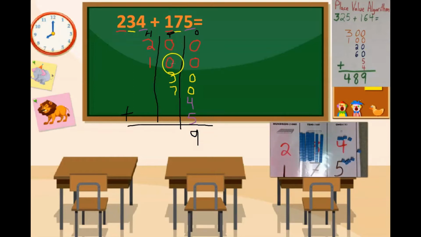Then let's go to the tens. 0 plus 0 we know is 0. Then 3 plus 7 is 10. But can we put 10 in that place value? Can we put 2 digits in one place value? No, so we're going to have to carry. So our 0 is going to stay here, but our 1 in the tens place value is going to go over here. So we're going to now have this be not 10, but 0, and we carried the 1 over.